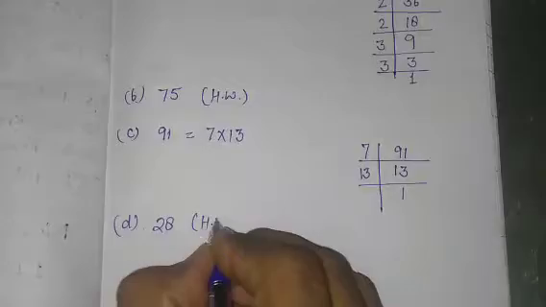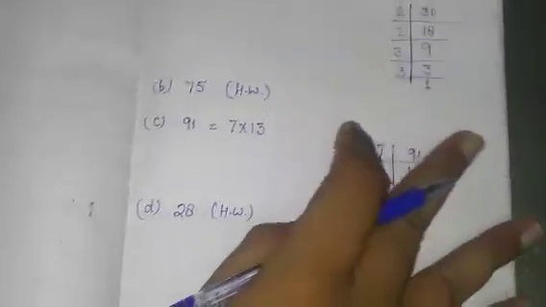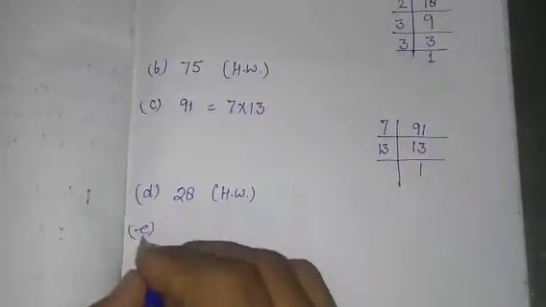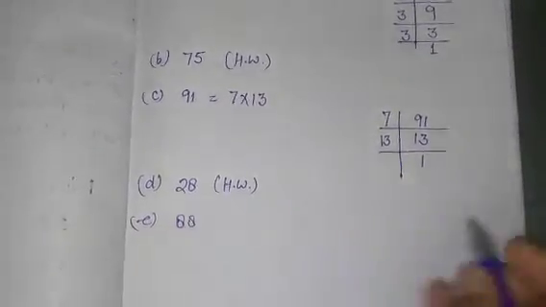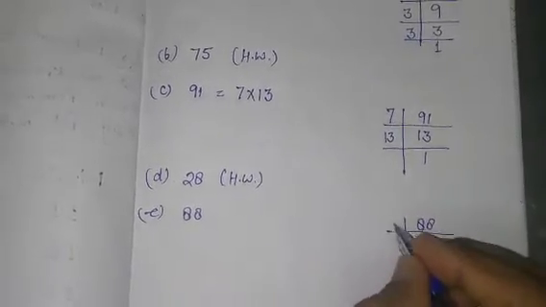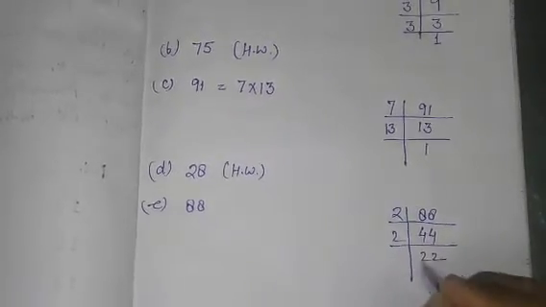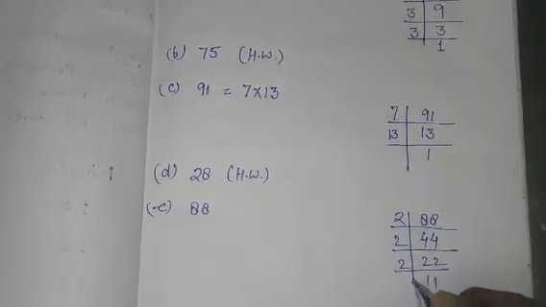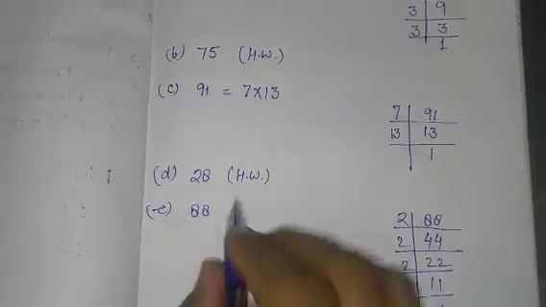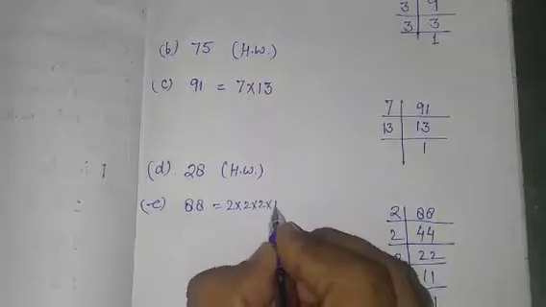Now D part is 28. I will also provide 28 to you in your homework. A, C, E I will solve, and B and D I will provide to you in your homework. Now E part has been given: 88. So here I will find out the prime factors of 88. 2 4s are 8, now 2 2s are 2, 2 1s are 2, 1 1s, now 11 1s. So here we have found the prime factors: 2 into 2 into 2 into 11.